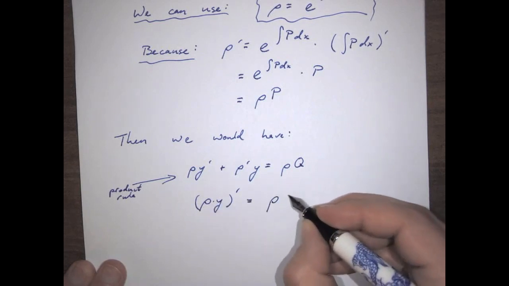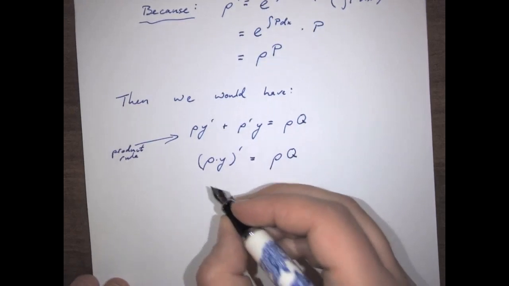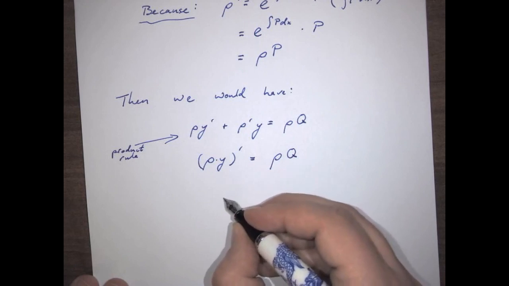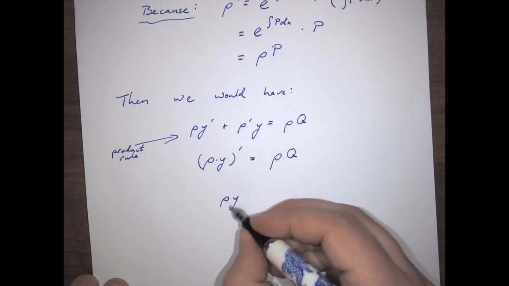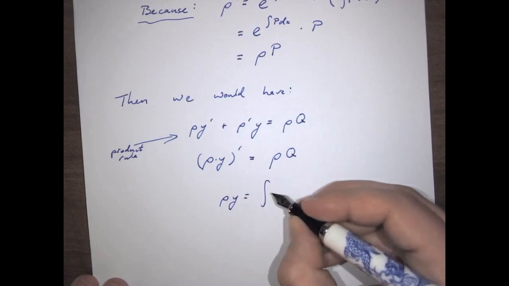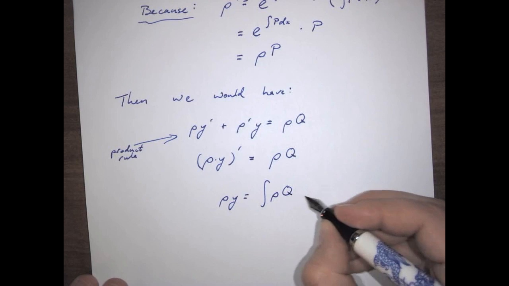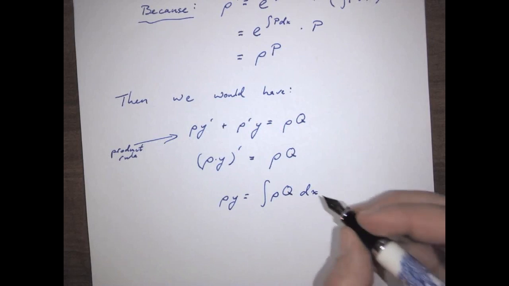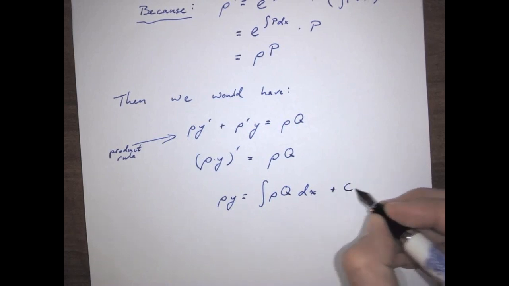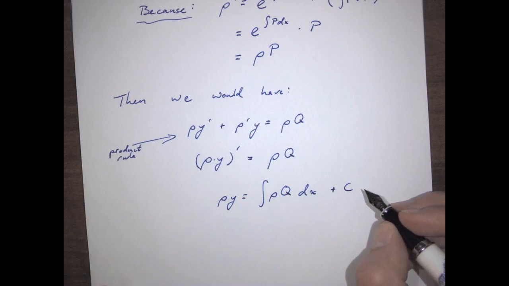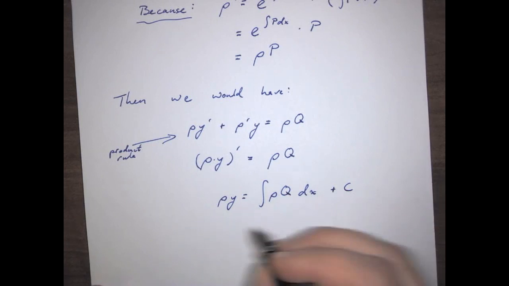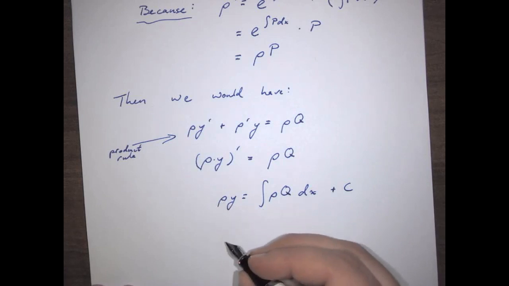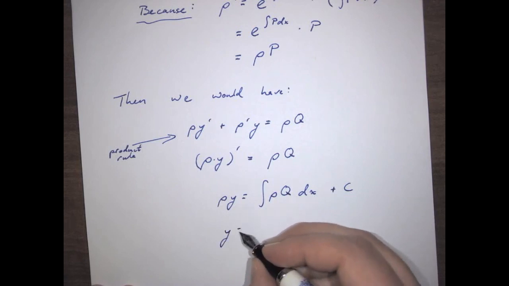This is equal to rho q, which means that if we want to get y, we can anti-differentiate both sides and get rho times y is equal to the integral of rho q dx, plus c. And then we can solve this for y by multiplying by rho to the negative 1, or in other words, dividing by rho.